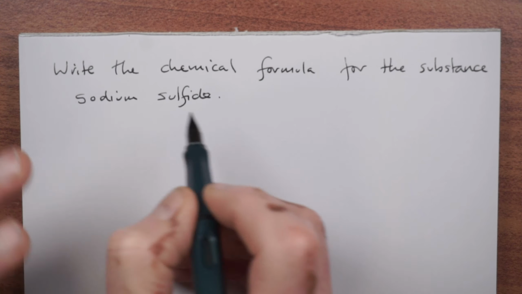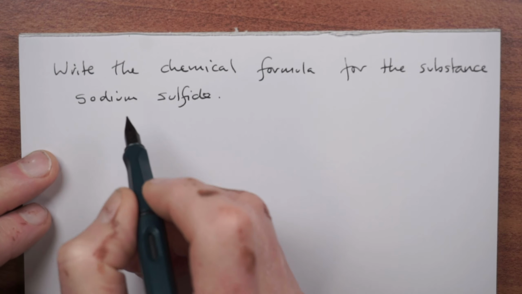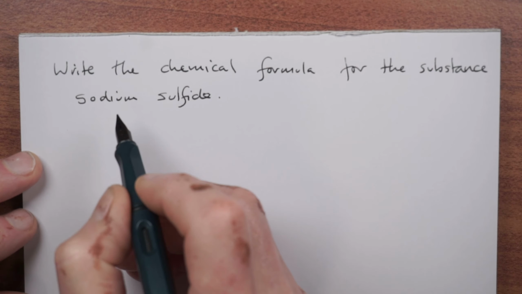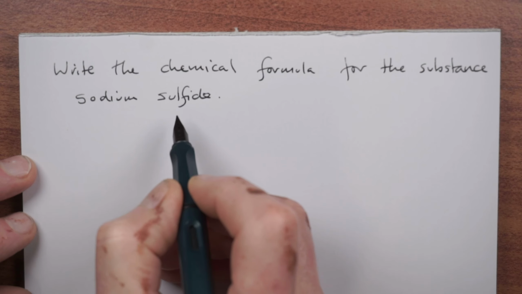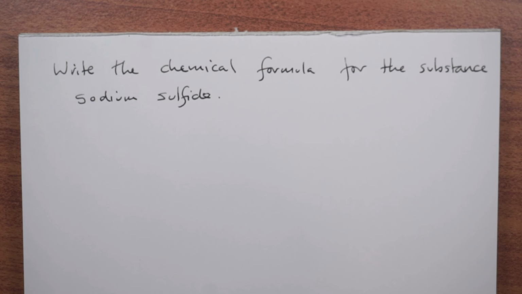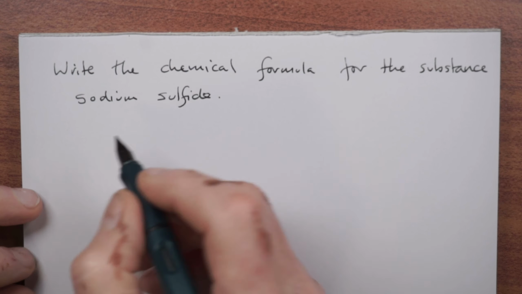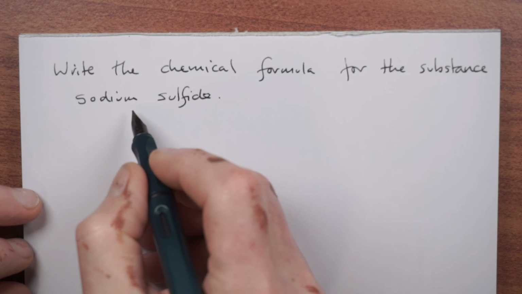Okay, so we've got sodium sulfide. We've identified it as an ionic substance. That means we need the lowest whole number ratio of the ions in that big lattice. Obviously, we're not going to write down Na 25 billion and S 25 billion if it was a 1-to-1 ratio, right? We would just write a 1-to-1 ratio. So it'd be just NaS. But let's see what it actually is.